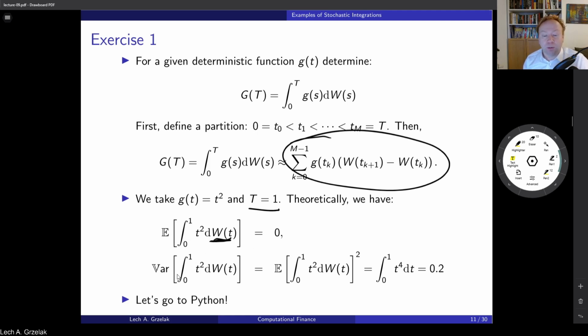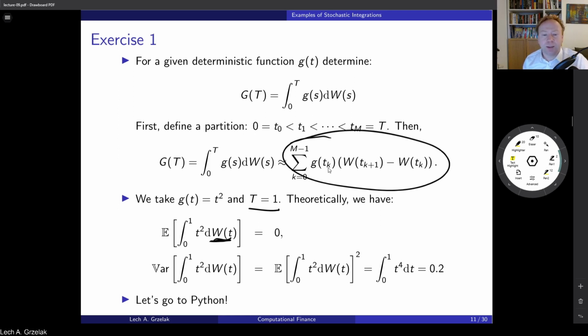And once we talk about the variance, we need to look at the following term, where we have the expectation of the integral of t squared dW. So here we would use Ito's isometry, which gives us the integral of t squared squared dt. Ito's isometry is the property that we have used to evaluate this integral. And if it's integration from 0 to 1 of t to the power 4, we can simply find out that this is 0.2.